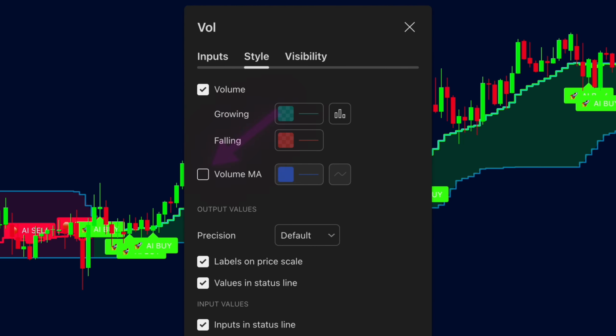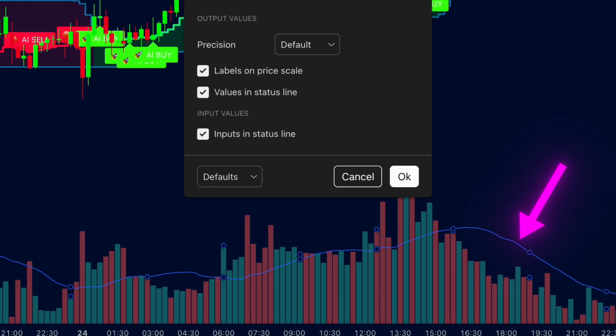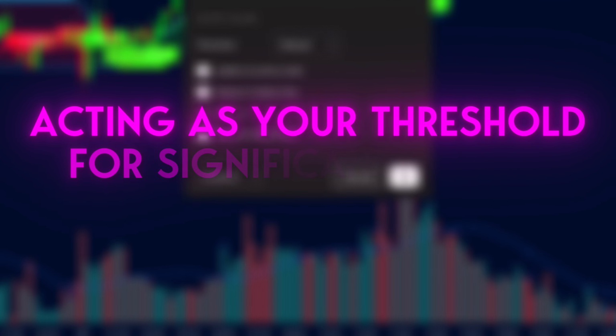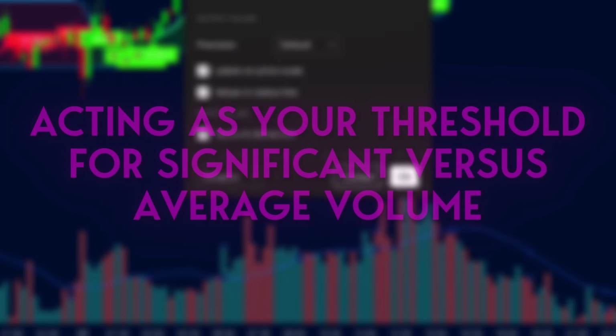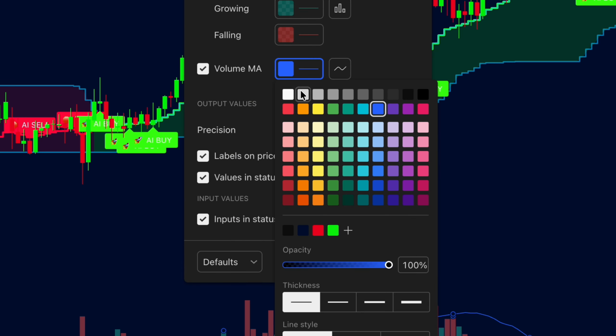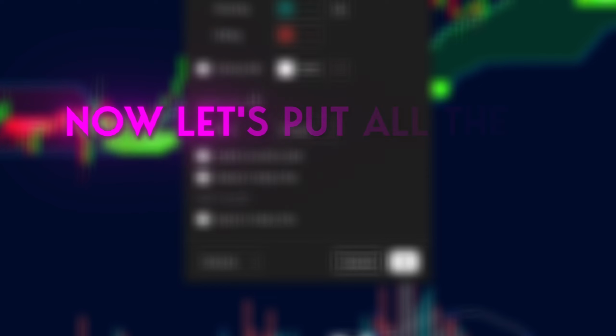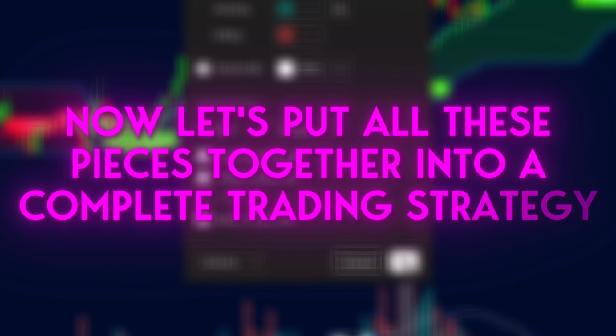You'll see an option for Volume MA. Toggle this on, as this adds a moving average line to your volume histogram, acting as your threshold for significant versus average volume. Next, change the color of that MA line to white, so it stands out clearly. Now let's put all these pieces together into a complete trading strategy.